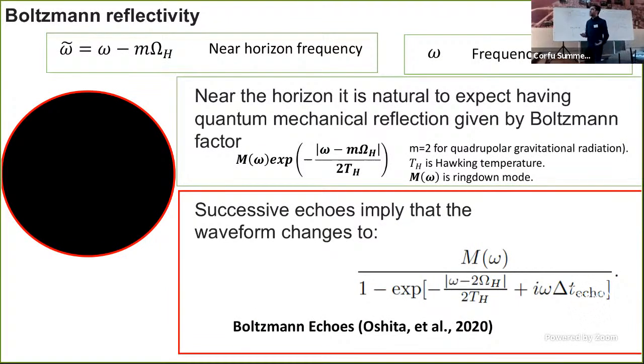Here, in our new method, we use a model given by Oshita et al., based on the assumption that it is natural to expect that the horizon reflects the gravitational wave with a Planckian Boltzmann factor, because we already have this factor in the Hawking radiation, so it's natural to have such a reflection. If we assume this reflection, we have repeating echoes in a geometric series, and we can calculate the overall waveform. M(ω) is the standard GR waveform, and this factor is the deviation from standard GR.